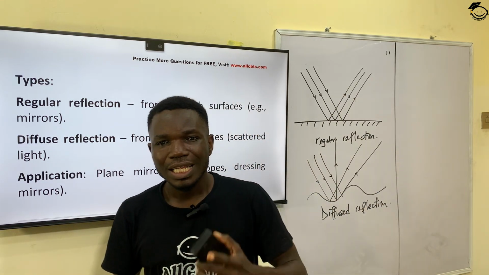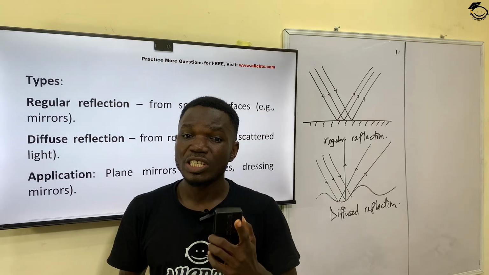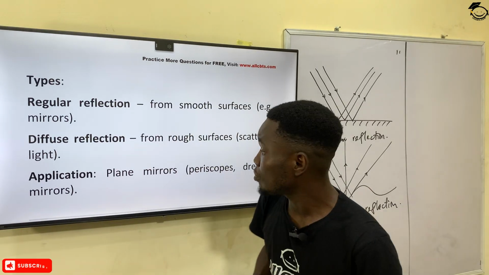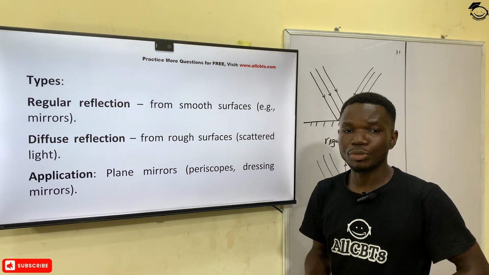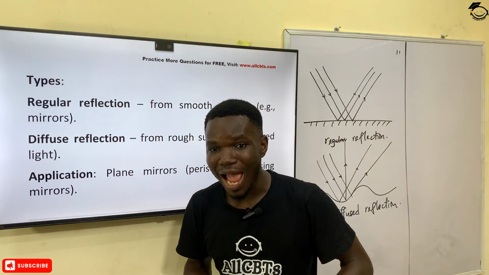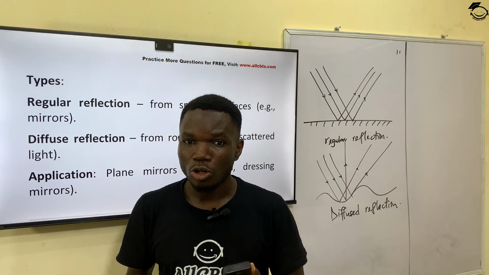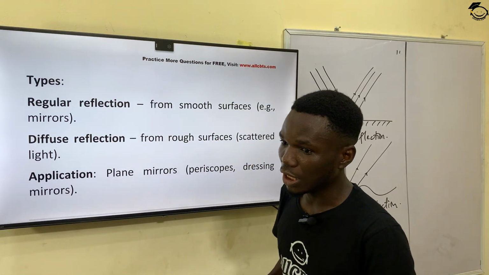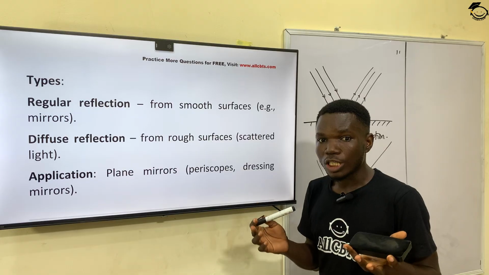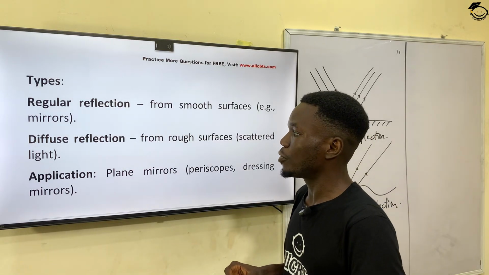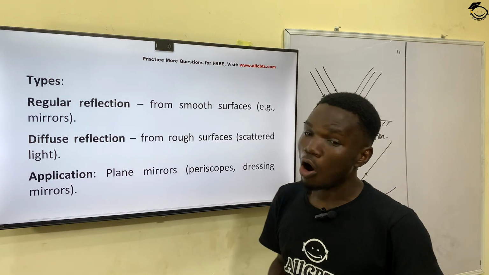Please note that the application of reflection can be seen in the periscope. It can also be seen in your dressing mirrors. When you stand in front of your mirror, the reason why the mirror can give you your image back is because of light that is incident on it, and a picture of you is brought out from the mirror. So that is the application of reflection.